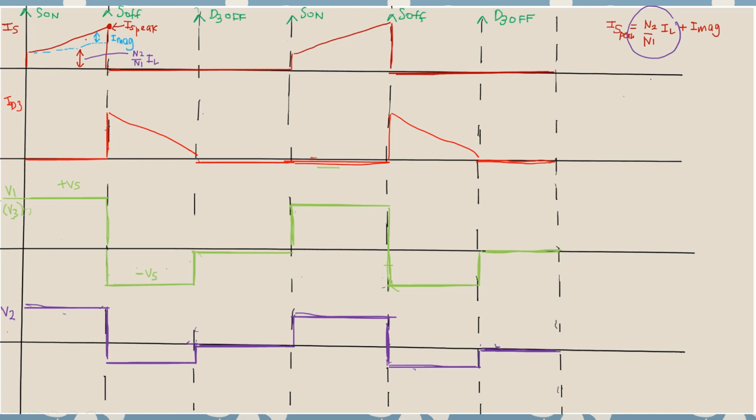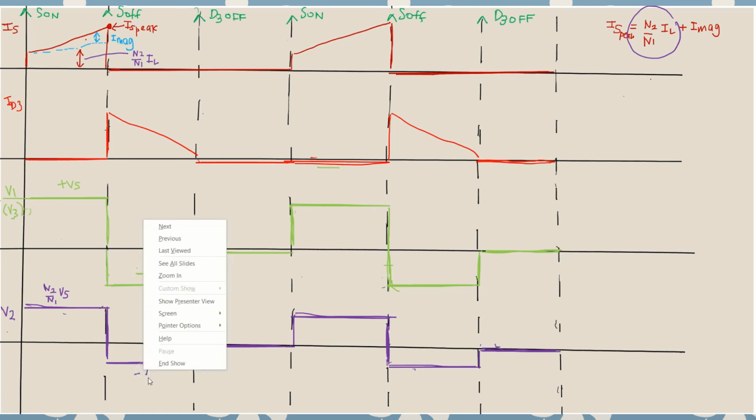So for this one, V2 is the ratio of N2 divided by N1 times Vs. And then the negative is the same, N2 divided by N1 times Vs. So basically that's for the waveforms. That's all that you have to learn.